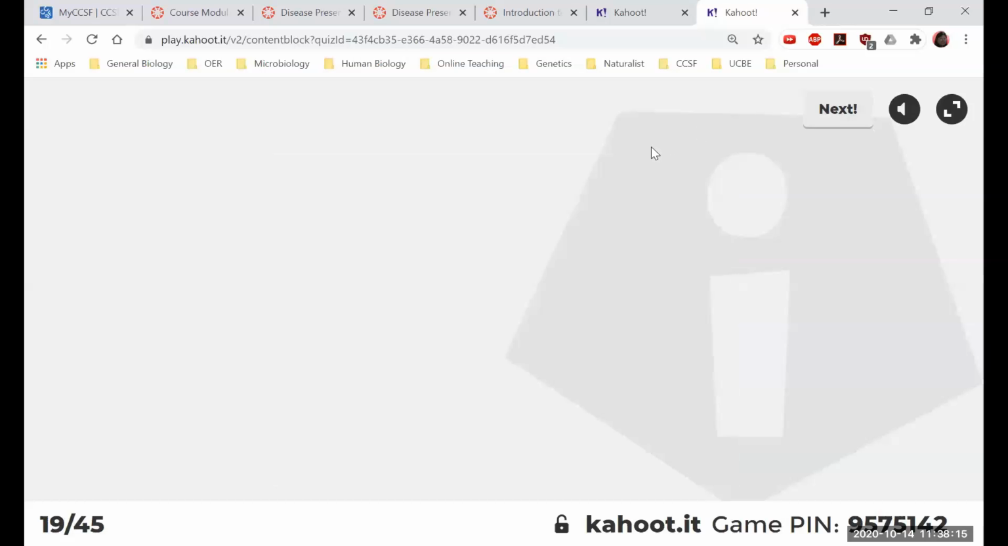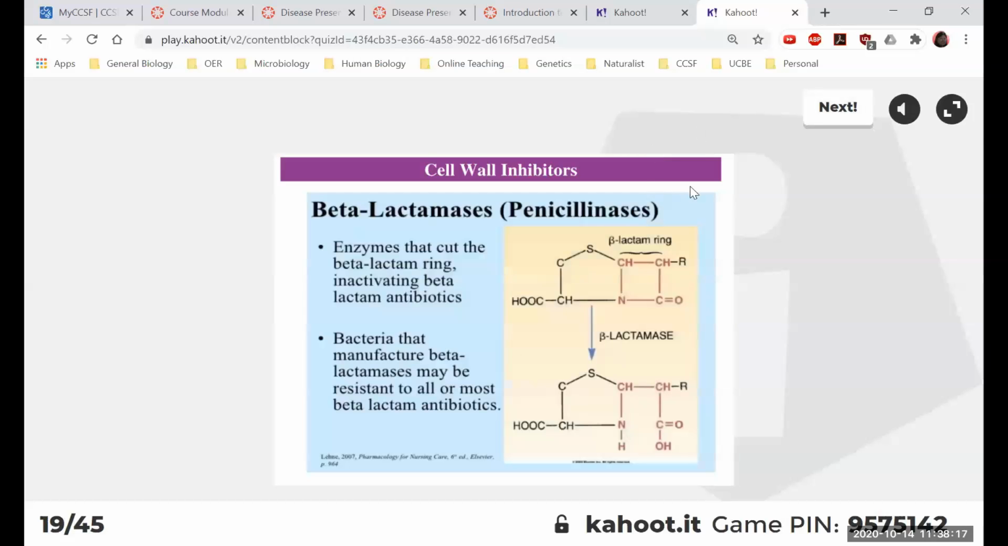Unfortunately, you guys know about MRSA. So MRSA is methicillin resistant Staph aureus. So we now have bacteria that are resistant to methicillin as well.